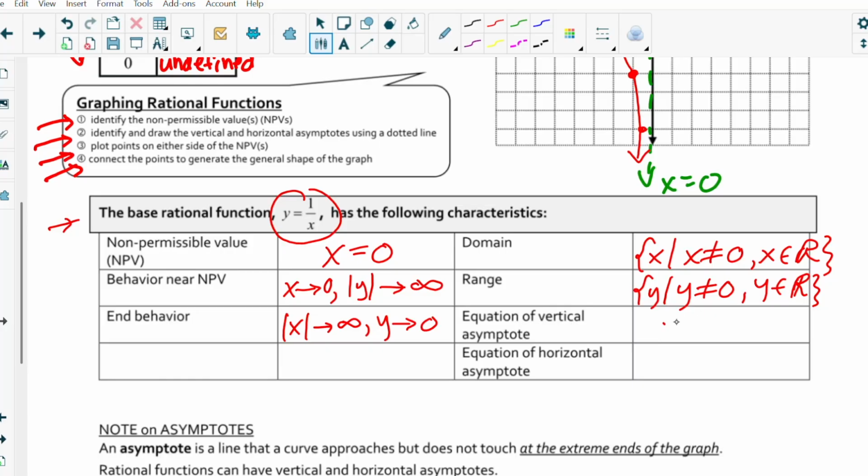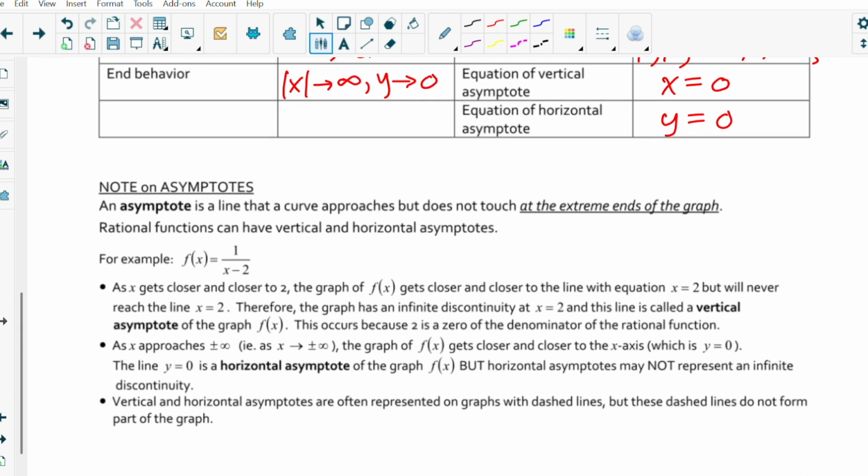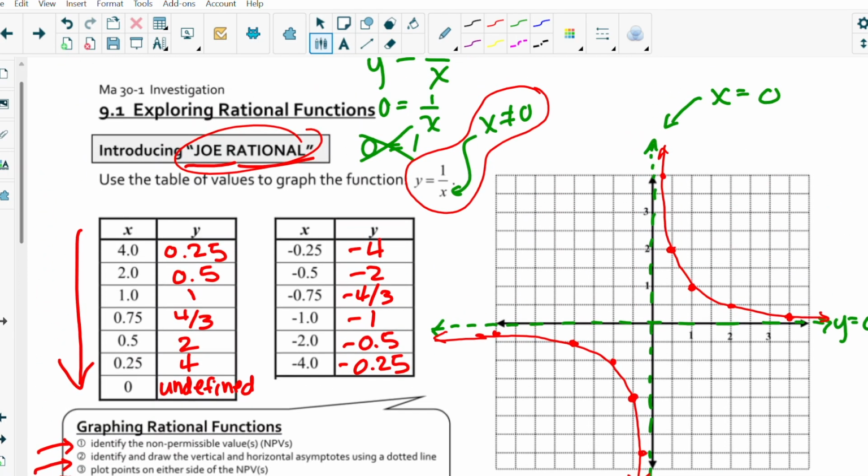Equation of vertical asymptote, well, we saw that's x equals 0. Equation of horizontal asymptote, y equals 0. Notes on asymptotes. Review. An asymptote is a line that a curve approaches but does not touch at the extreme ends of the graph. So I'll highlight the asymptotes here, folks.